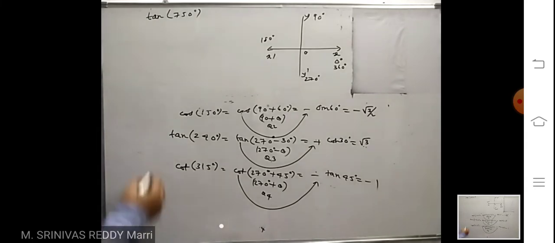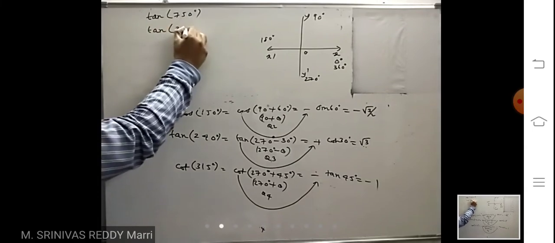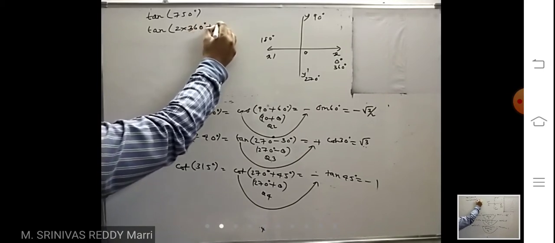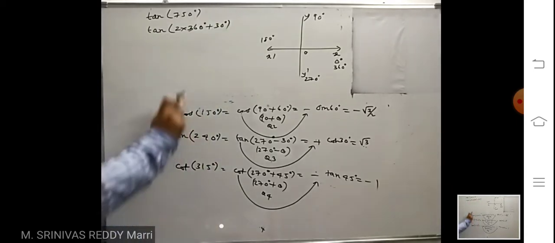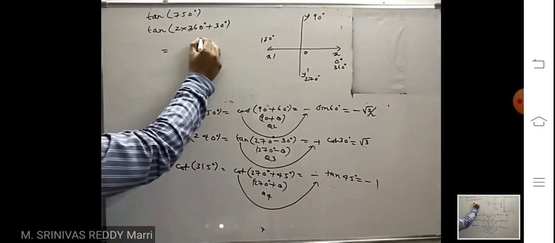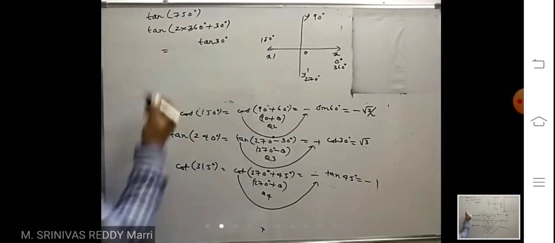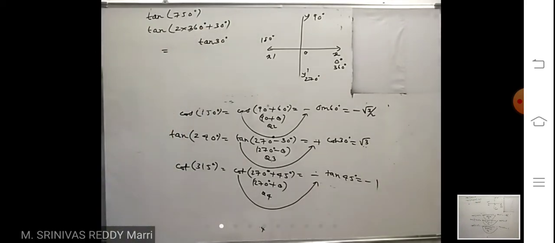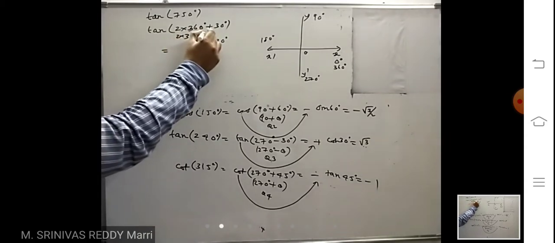Now 360 plus means more. You write the multiple of 360. How many 360s are there? Write 2 into 360. 2 into 360 plus 30. Always write like this. Look at. So this tan will remain the same. Tan will remain tan theta. Okay now. So tan will remain the same and it is 2 into 360 plus theta.